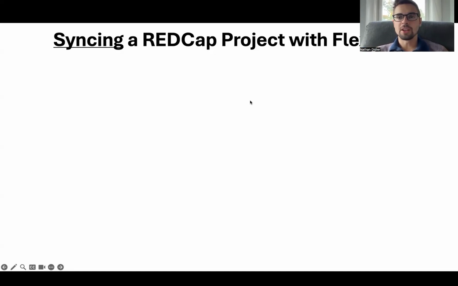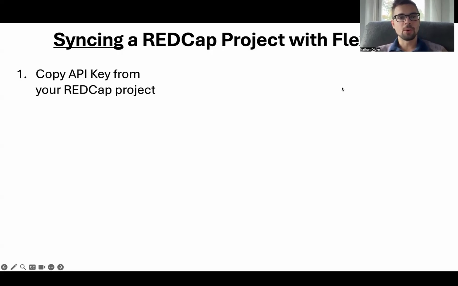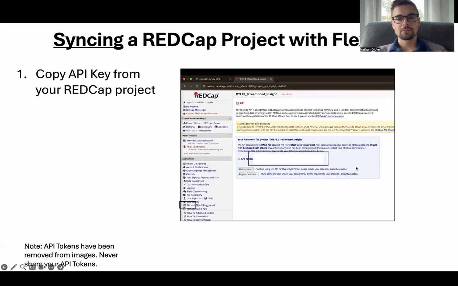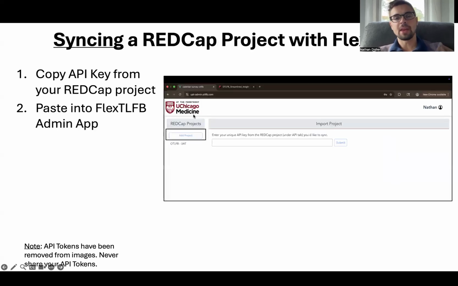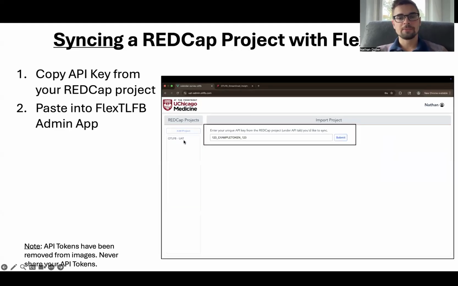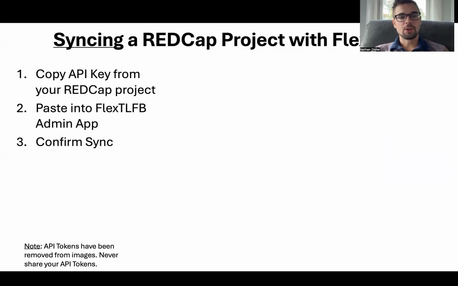Syncing a REDCap project with the Flex Timeline Fallback tool just takes a few steps. So you want to copy the API key or the API token from your REDCap project. So I've hidden mine. Make sure not to give up your tokens for security purposes. You want to keep that hidden, keep to yourself. But you'll go ahead and copy it from this page here in REDCap and then bring that over to the Flex Timeline Fallback tool, the admin app, where it says Add Project. You'll enter that right there and you'll confirm the sync.